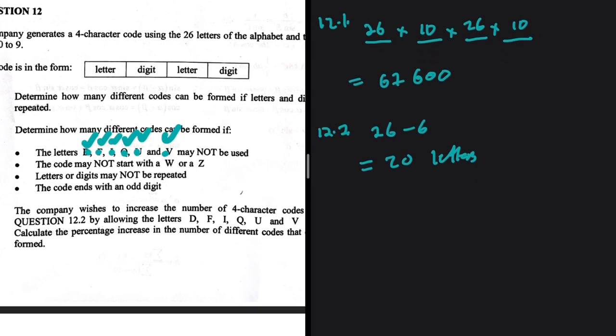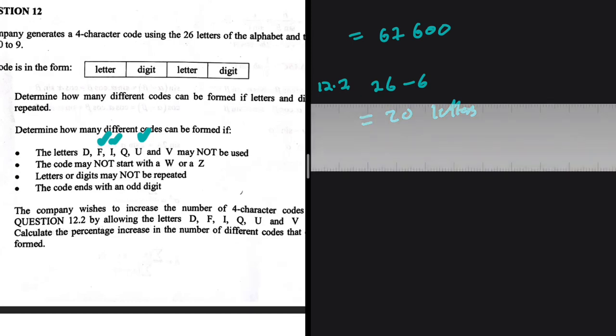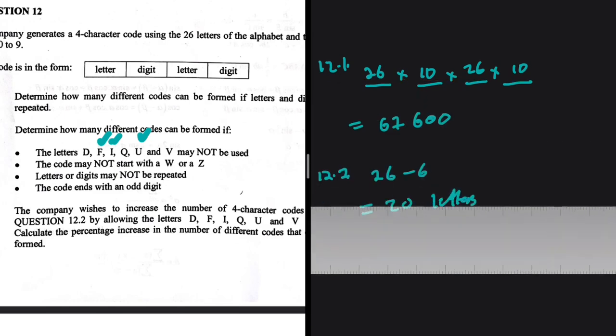Okay, and then the code may not start with a W or Z. Is W or Z one of the letters that we eliminated? No. Okay, that is important to address. Letters or digits may not be repeated. Okay, and then the code ends with an odd digit. Okay, so those are our conditions. Let's go ahead and play around and see what we can come up with.